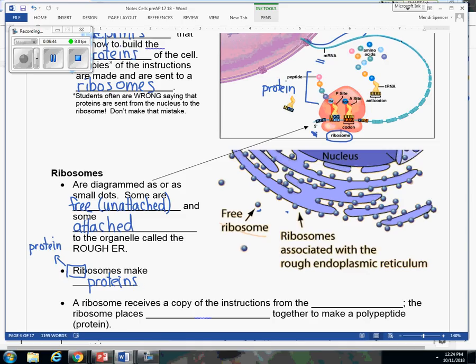So how they're going to interact is that the ribosome receives a copy of the instructions. Remember that copy is called mRNA, and it's just a copy of one little gene on the DNA. Genes code for proteins. And that comes from the nucleus. So the nucleus holds the codes for the proteins. That code is copied and sent to the ribosome, and the ribosome is going to take the monomers, which are amino acids, string them together, and then you have a polypeptide or a protein.